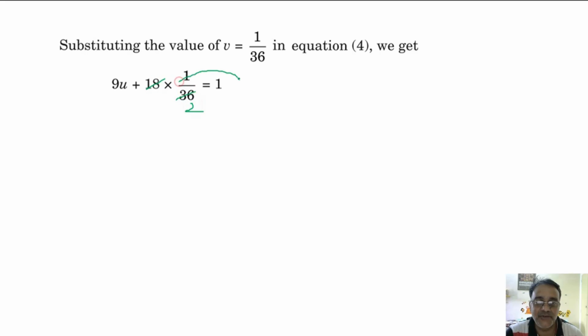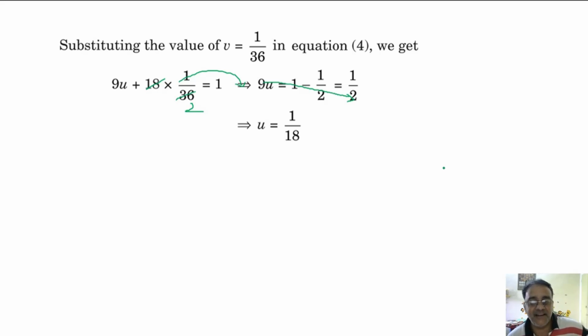Now this 1 by 2 you can take here. So what is 9u? 1 by 2. Shift 9 to this side. You will get u is equals to 1 by 18. So we got v and u. What was u? U क्या था?